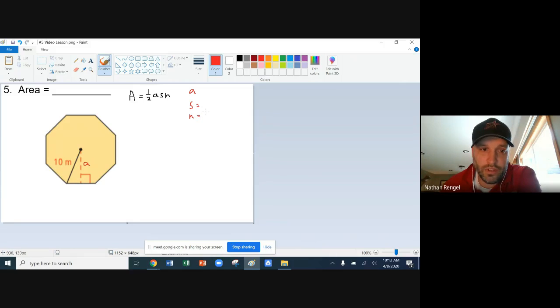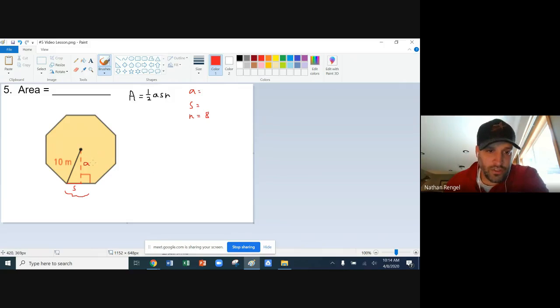The only thing we know is the number of sides, and this is an octagon, so it's going to be 8 total sides. So that's all we know so far. We still need to find out what's the apothem, and then what's the side length. So the side length, I'm just going to put a little s right here. I can find out what the length of this is, and then we'll talk about what we need to do to find the full length of the side, all the way from there to there.